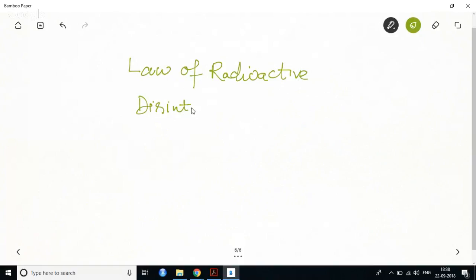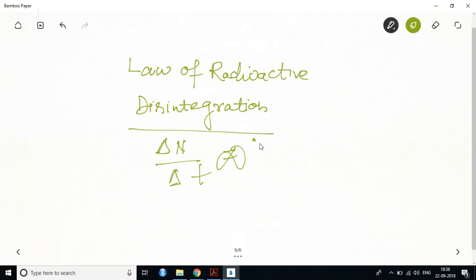So, the law of radioactive disintegration. What does the law of radioactive disintegration say? It says that in any radioactive substance, the number of nuclei getting disintegrated per second is directly proportional to the number of nuclei present. What does it mean? Our equation has been given. Try to understand: dN by dt is proportional to N.